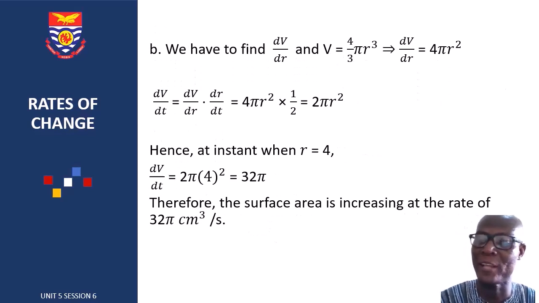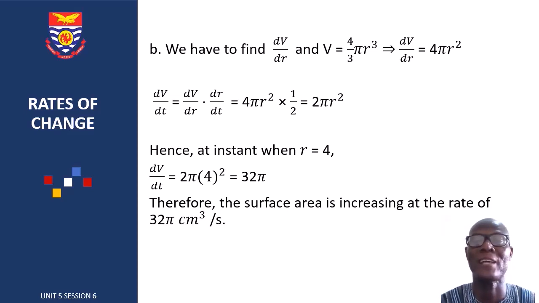To find the rate at which the volume is increasing, we have to find dV/dr. And to find dV/dr, we have to know the formula for the volume of a sphere, which is V = 4/3 πr³. Now, differentiating V with respect to r, in order to obtain dV/dr, we have dV/dr equal to 4πr².